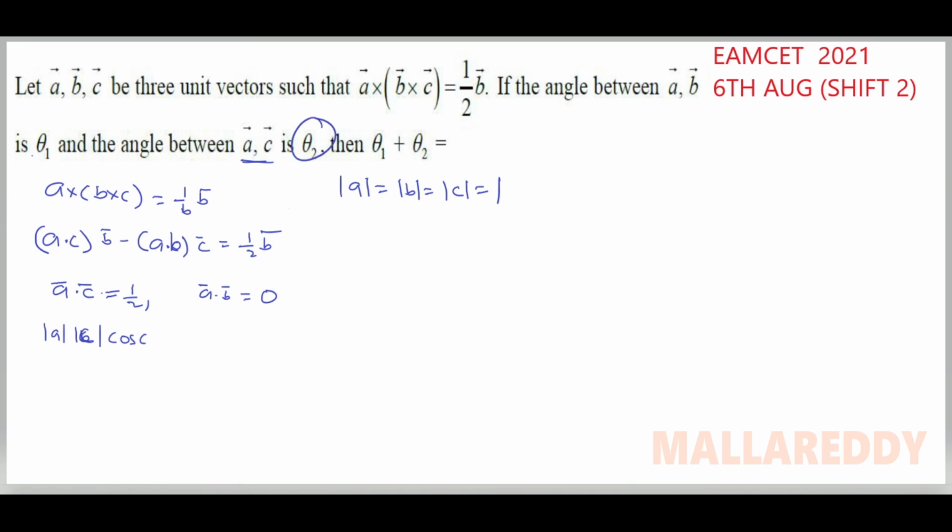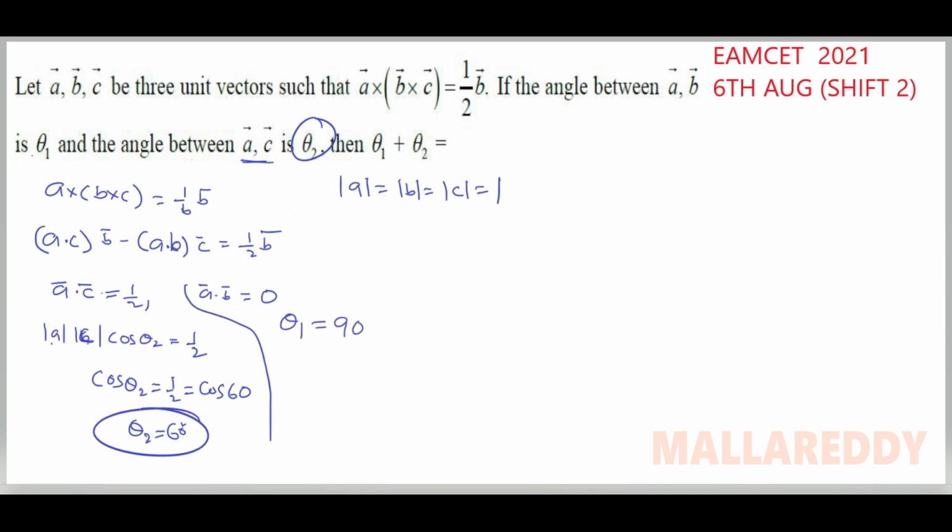That is cos theta 2 is equal to 1 by 2, with mod a and mod c being 1, that is equal to cos 60. So theta 2 is equal to 60 degrees. And a dot b is equal to 0 means a and b are perpendicular. The angle between these two is given theta 1. Therefore, theta 1 is equal to 90. Now we find theta 1 plus theta 2, that is equal to 90 plus 60, that is equal to 150.